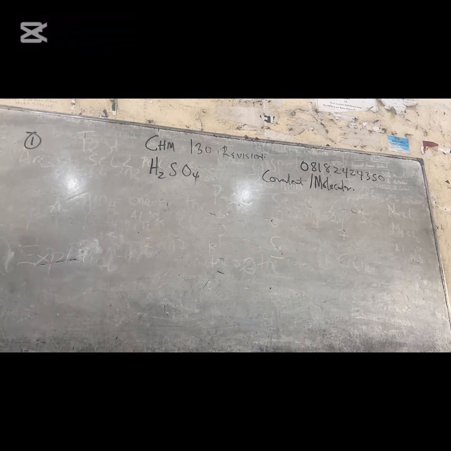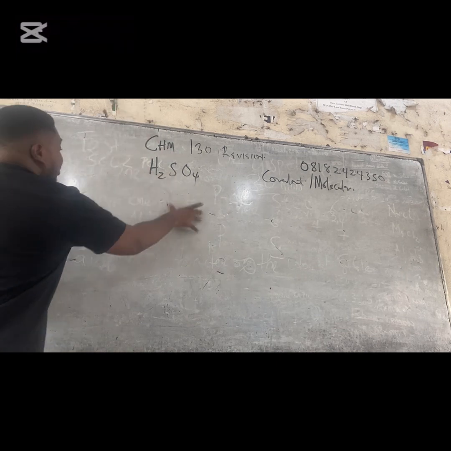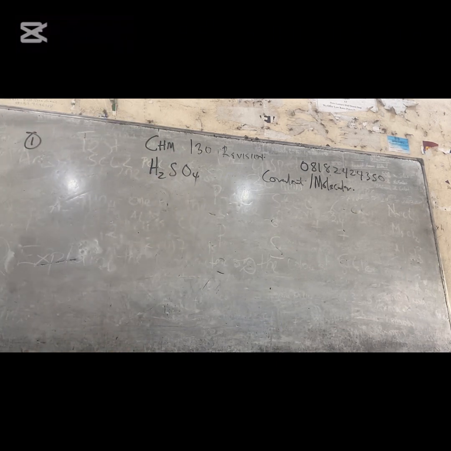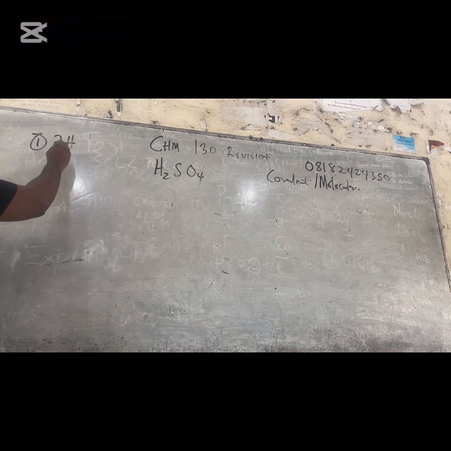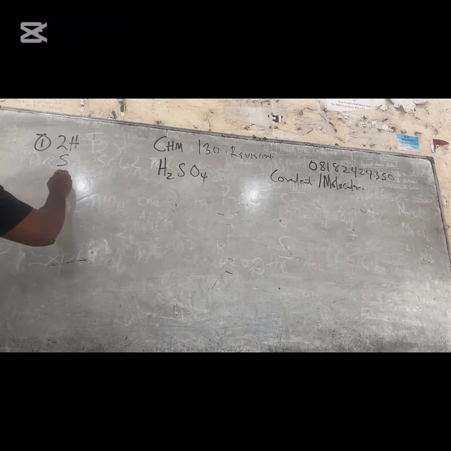Class, follow me. Let us join the lecture of H2SO4. Step 1, determine the total valence electrons. How do you determine the number of valence electrons? List all the atoms in the compound. We have 2 H, S, and 4 oxygens, O4, right?